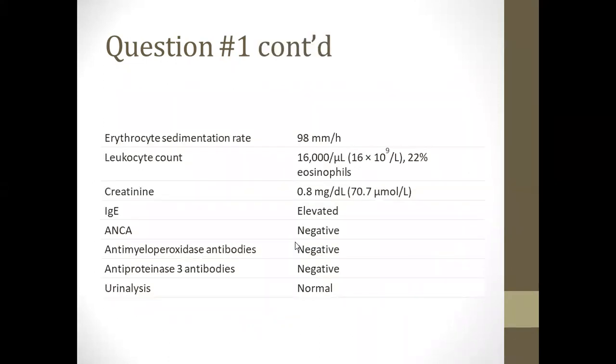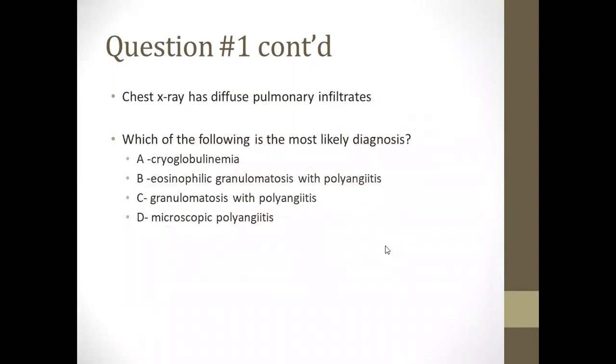His SED rate is very elevated at 98. His white count is 16,000, and eosinophils are 22%. Creatinine normal, IgE elevated, ANCA negative, MPO negative, PR3 negative, urinalysis normal. And his chest X-ray has diffuse pulmonary infiltrates. So they want to know which of the following is the most likely diagnosis. So we've got A, cryoglobulinemia, B, eosinophilic granulomatosis with polyangiitis, C, granulomatosis with polyangiitis, and D, microscopic polyangiitis.